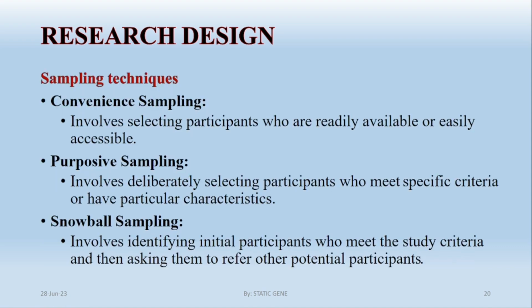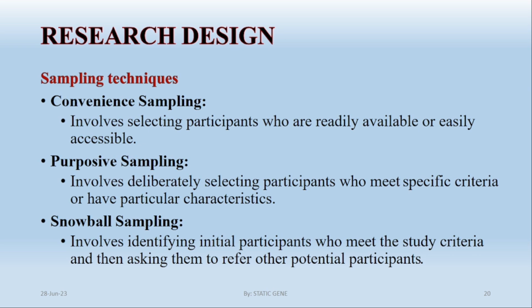Then there's convenience sampling. This involves selecting participants who are readily available or easily accessible. This is mostly applicable in case your prospective participants are few. So let's say you want to do a study amongst mad people on the street. Those people are few to get, so you cannot go and begin randomly sampling. No, you just have to use the person who is available and you see.